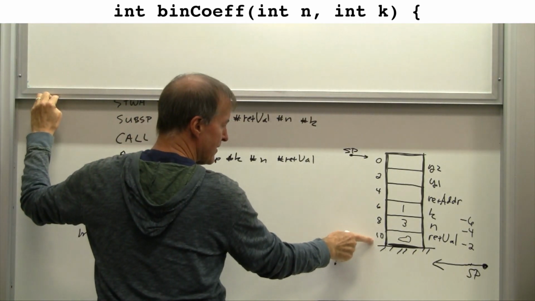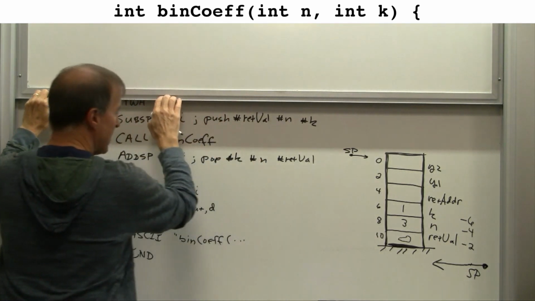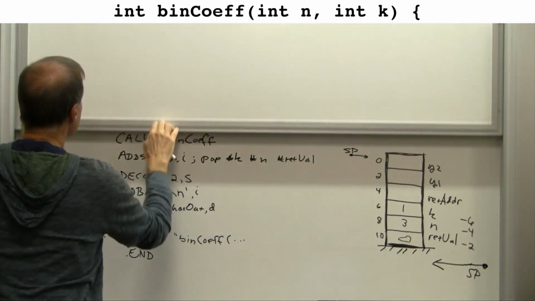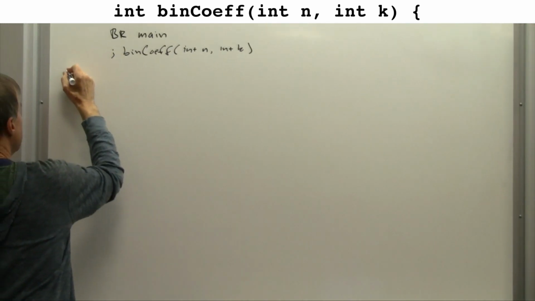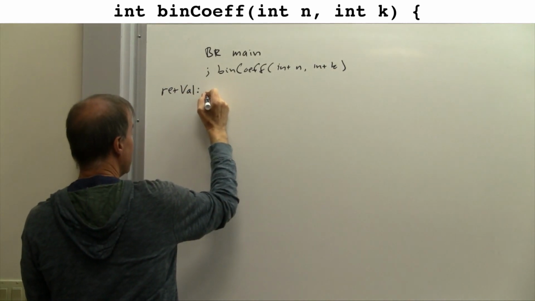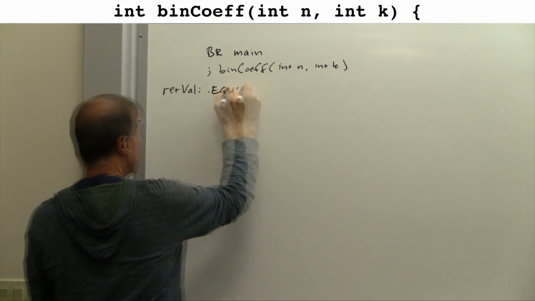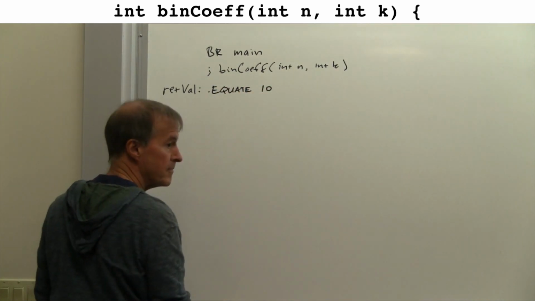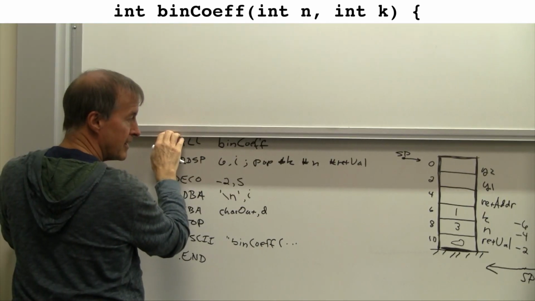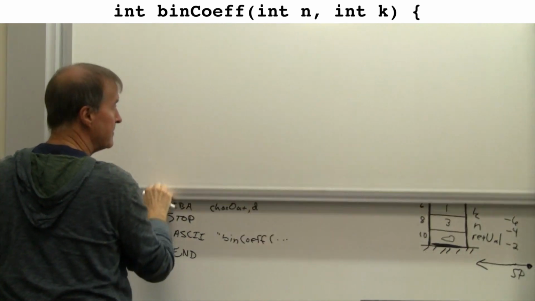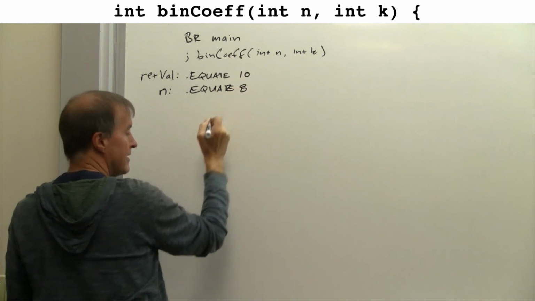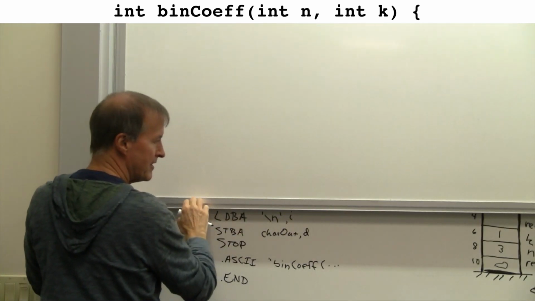So what's the value of ret val? We have to define ret val, where SP is going to be here, that would be 10. So how do we do that? So here we say what? Ret val colon, and then how do we define it? Yes, dot equate 10. All right. Next will be what? Colon dot equate. N colon dot equate what? 8. So N dot equate 8. Next, K dot equate 6.